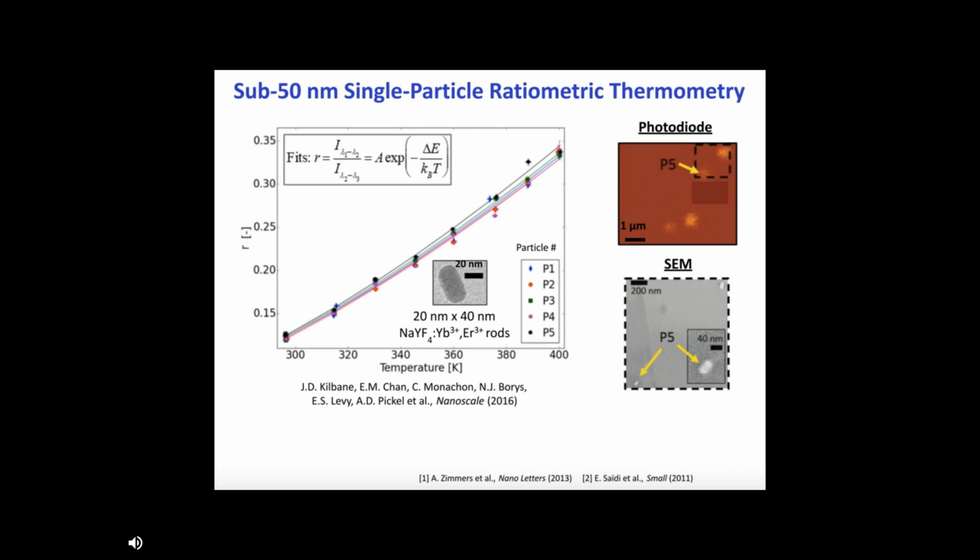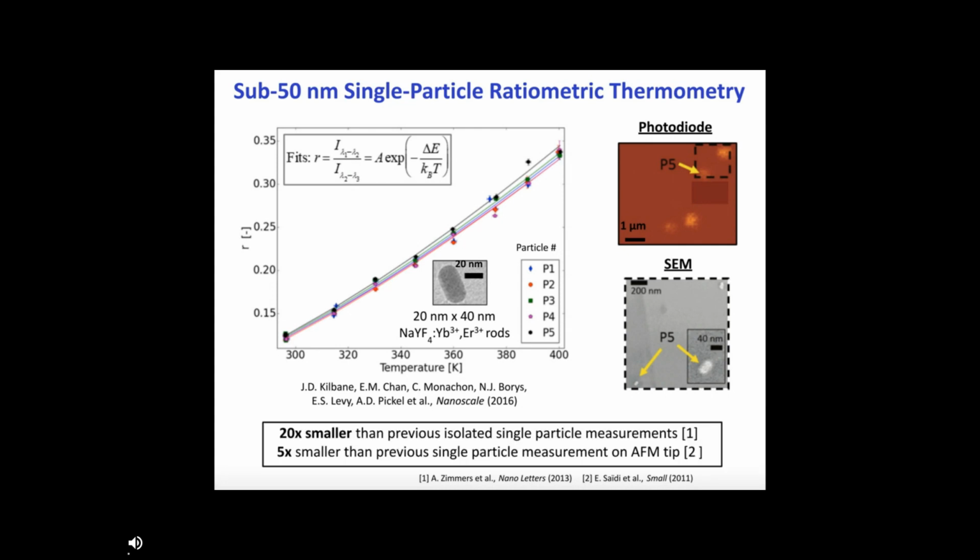This plot shows the ratio as a function of temperature for 5 individual 20 by 40 nanometer particles, which were confirmed to be single particles using SEM imaging. We can see that the temperature sensitivity of this technique is quite good, about 1500 ppm per Kelvin. And there's also excellent particle-to-particle uniformity, which you can see from the nearly overlapping calibration curves for 5 different particles.